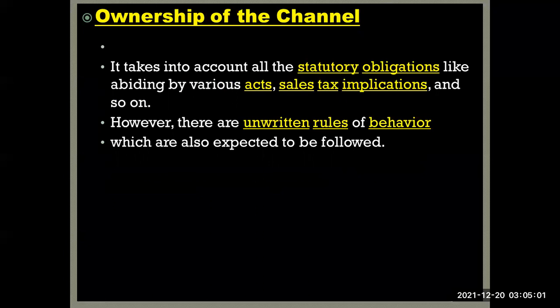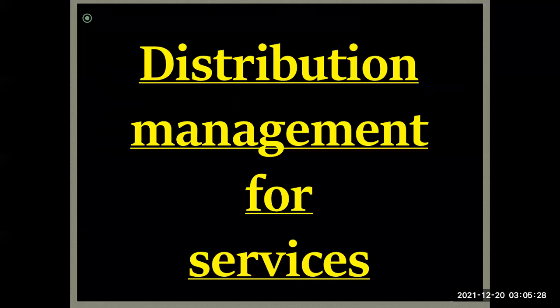It takes into account all the statutory obligations like abiding by various acts, sales tax implications, and so on. So if you take the ownership of that particular product distribution, then you will have to pay the genuine taxes which are applicable. You have to abide by laws, acts, rules, regulations, etc. However, there are unwritten rules of behavior which are also expected to be followed. So not all the rules are written. Not all the rules are black and white. Some rules are unwritten. They are implied.